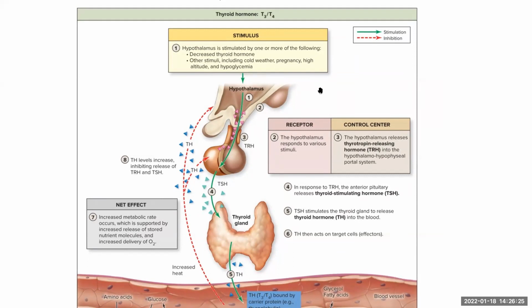When you travel to high altitudes, if you're going to climb K2 or Mount Everest, you're going to be stimulating the release of thyroid hormone. We're going to talk about some of its effects here. But quite often with hypoglycemia, when we get low blood sugar levels, that's when our thyroid hormone is going to be released. So all those stimuli are going to stimulate the hypothalamus to release what we call thyrotropin releasing hormone, or TRH, into our little blood system here.